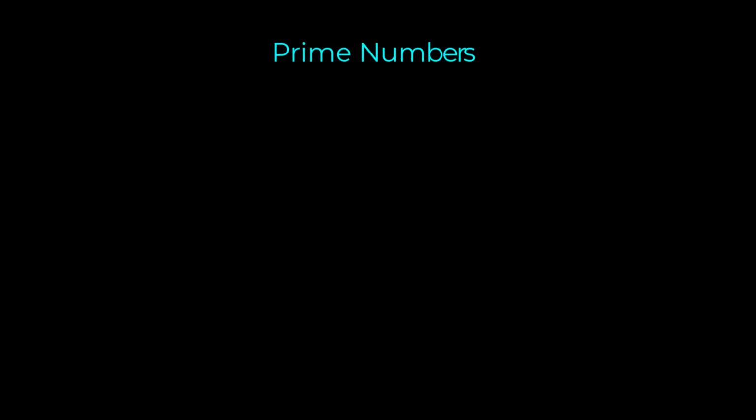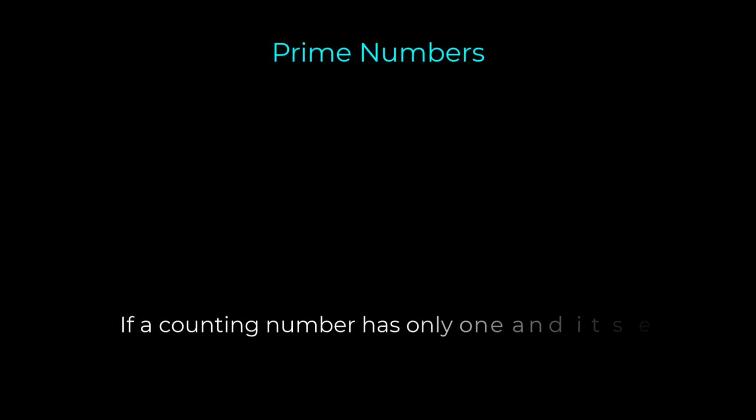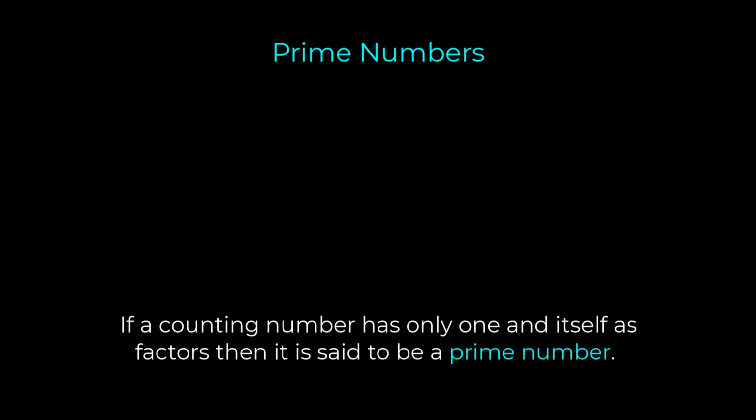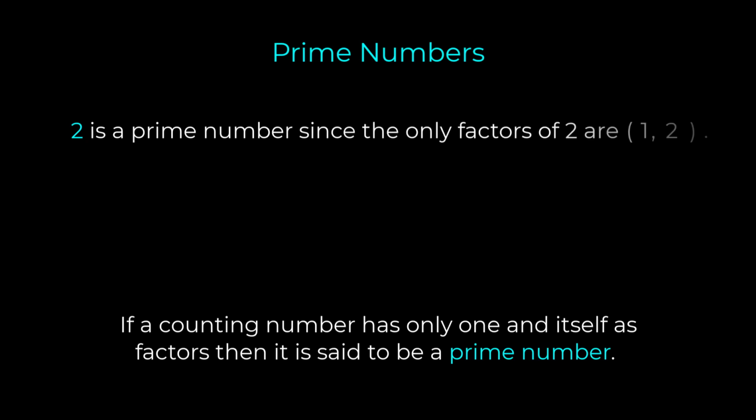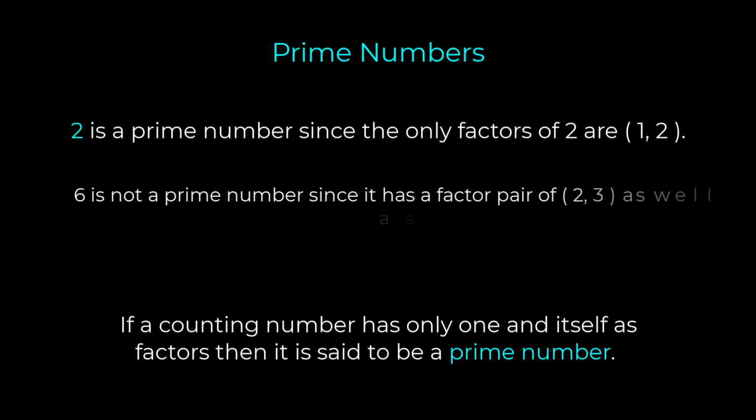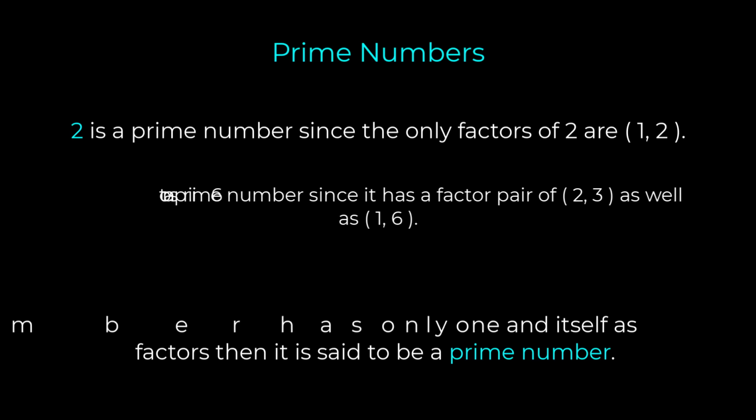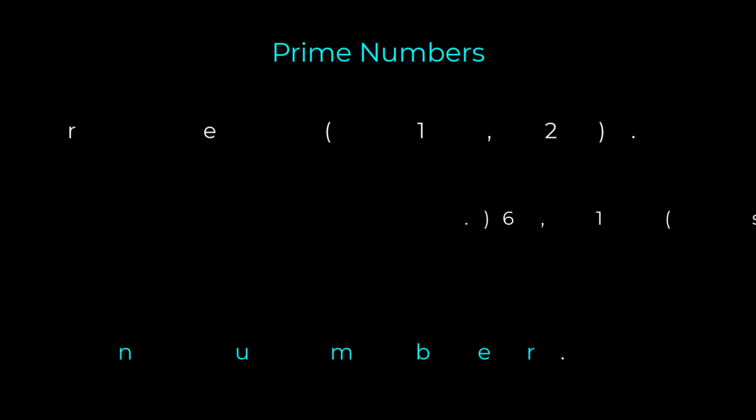How did you do in that example? Nailed it! Wonderful. If you had some difficulty, then I think it will become easier as we go along through some more factoring later in this video. Next, let's discuss prime numbers. If a counting number has only 1 and itself as factors, then it is said to be a prime number. So 2 is a prime number since the only factors of 2 are 1 and 2. 6 is not a prime number since it has the factors 2 and 3 in addition to the factors 1 and 6. So let's go about finding some prime numbers.